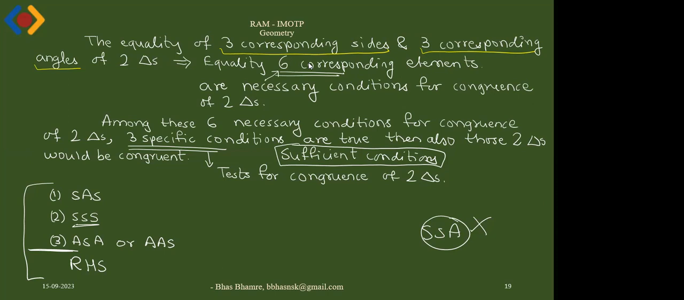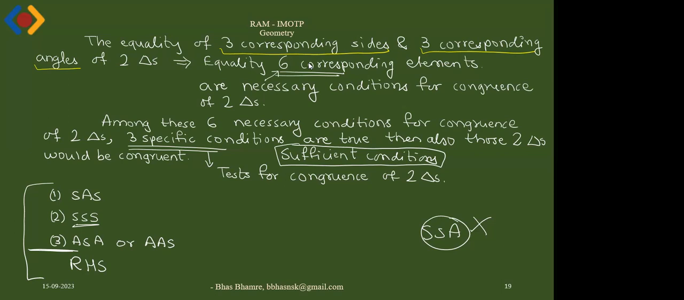Won't RHS be the same as SAS? No, RHS is specially for right angle triangles, because if there are two right angle triangles, then right angle equality is obvious. And the side opposite to the right angle is termed the hypotenuse. For those two triangles, if their hypotenuses are equal, and other than the hypotenuse, the second corresponding sides are also equal, then those two right angle triangles would be congruent. We will see these in detail. I just gave the names now.